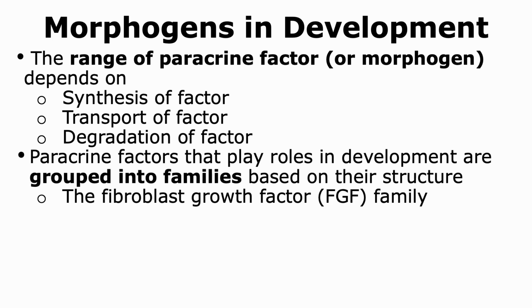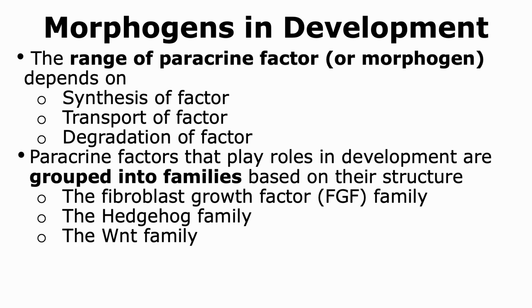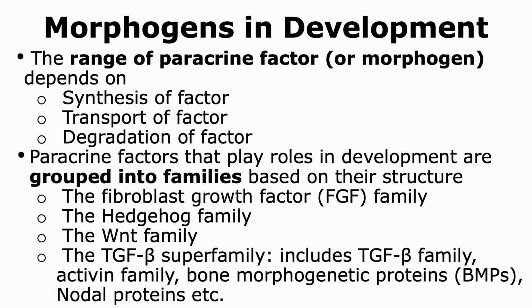it degraded. Now, paracrine factors that play important roles in development can be grouped into four families based on their structure. They are the fibroblast growth factor family, or the FGF family, the Hedgehog family, the Wnt family, and finally a superfamily called the TGF-beta superfamily. The TGF-beta superfamily comprises many different groups, which include the TGF-beta family, the activin family, the bone morphogenetic protein or BMP family, nodal proteins, etc.